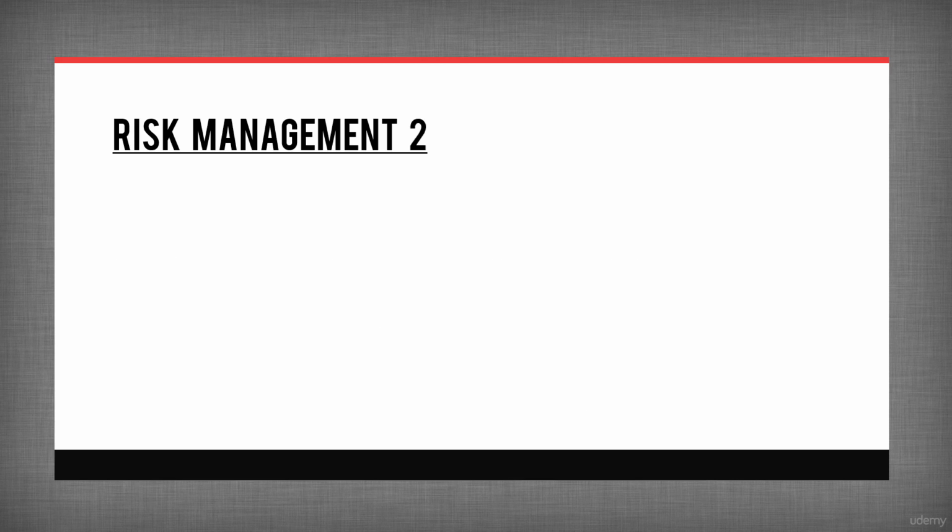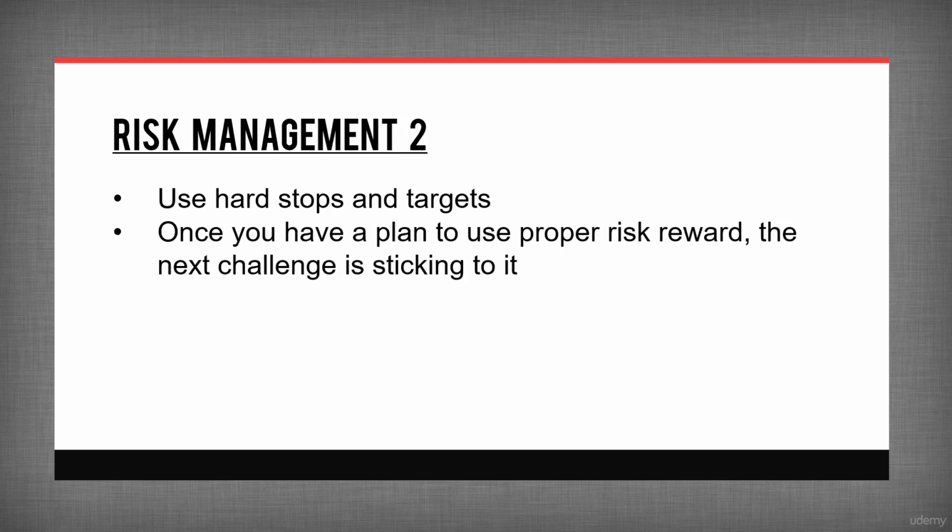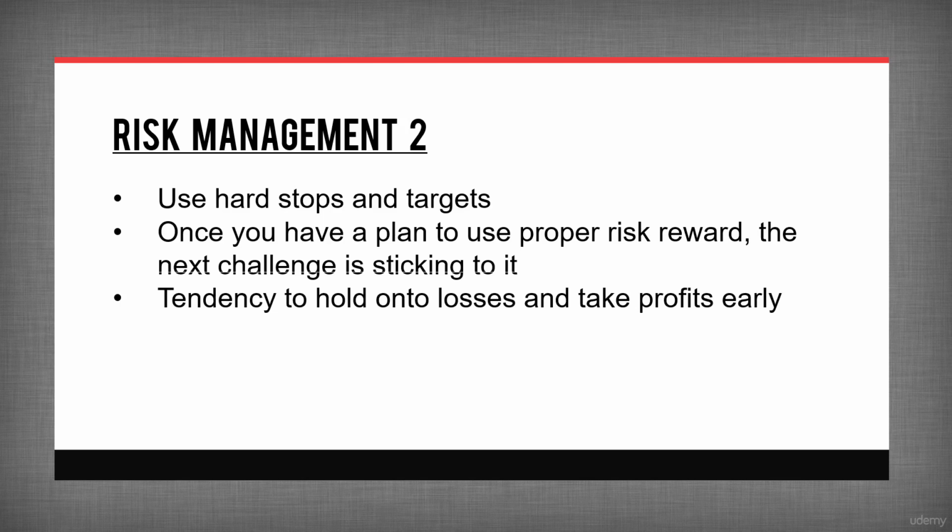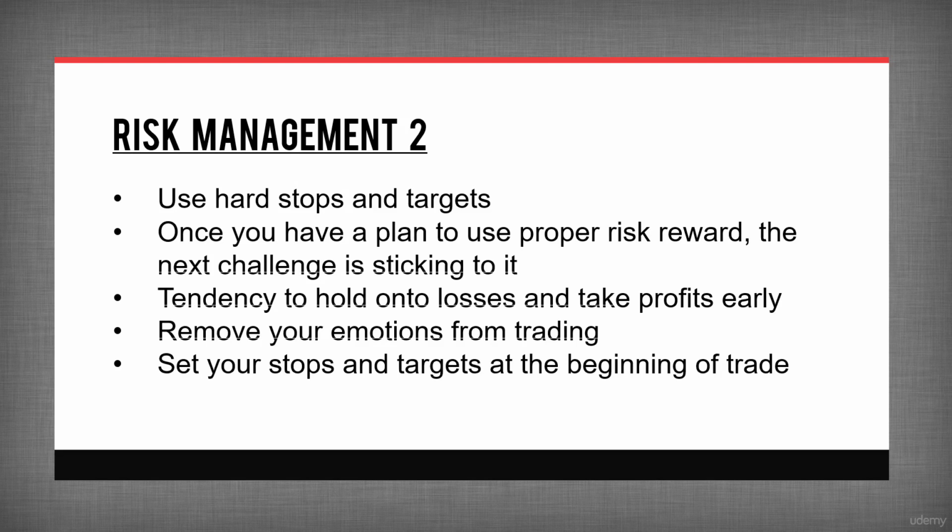Risk management rule 2 is to always have hard stops and targets in place. This means that you should already have stop orders and limit orders in place as you enter into the trade. If you are following rule 1, you should have already had proper risk reward in place, and the challenge now is to stick to it. Since the tendency is to hold on to losses and take profits too early, it is necessary for you to remove your emotions from your trading, and hence always remember to set your stops and targets at the beginning of your trade, as you would identify them prior to entry.